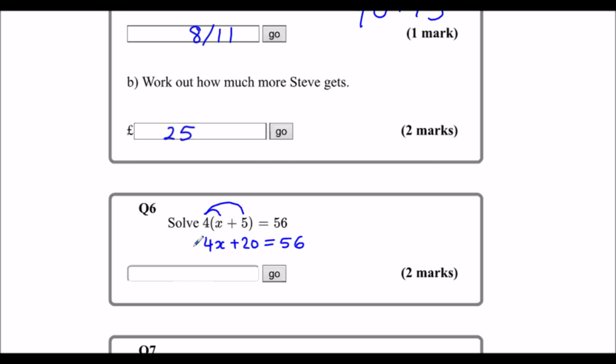To solve, I want to get x by itself. So I'm going to get rid of this plus 20. To get rid of a plus 20, I do the opposite of plus 20, which is take away 20. So that gives me 4x = 56 take away 20, which is 36. And then to get rid of a 4, I do the opposite. So at the moment it's 4 times x. So to get rid of a times by 4, I divide both sides by 4, and that leaves me with x = 36 divided by 4, which is 9. So x is 9.